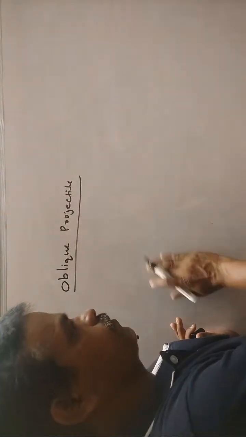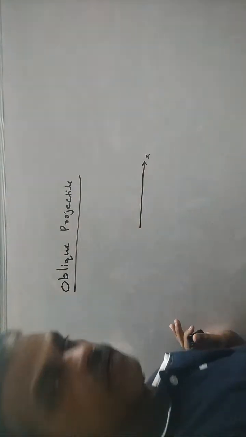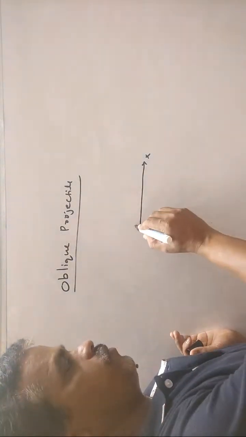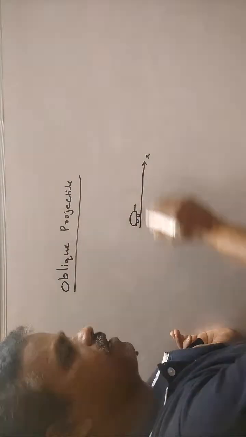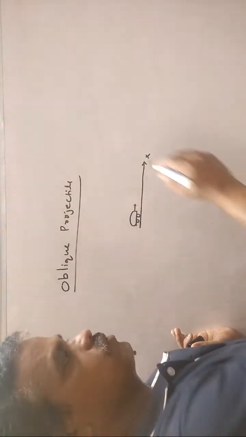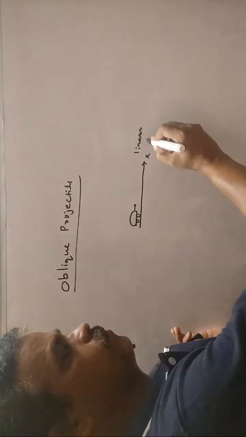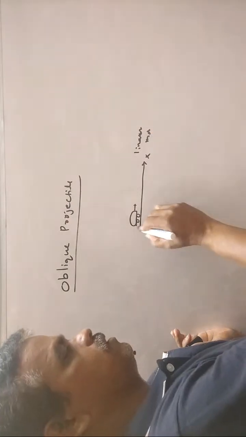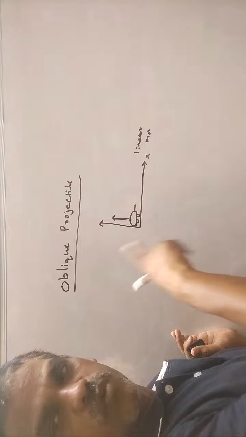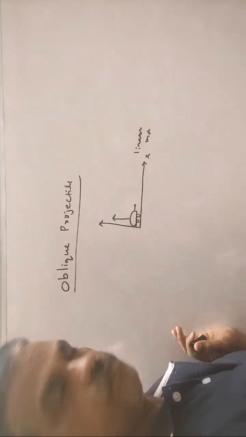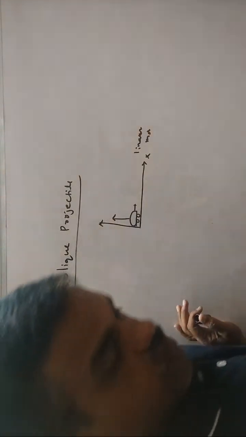So, this is the x-axis. If a body is moving along the x-axis, this is linear motion. Along the y-axis also, if it is moving linearly along the x and y-axis. Oblique projection is different from linear motion.